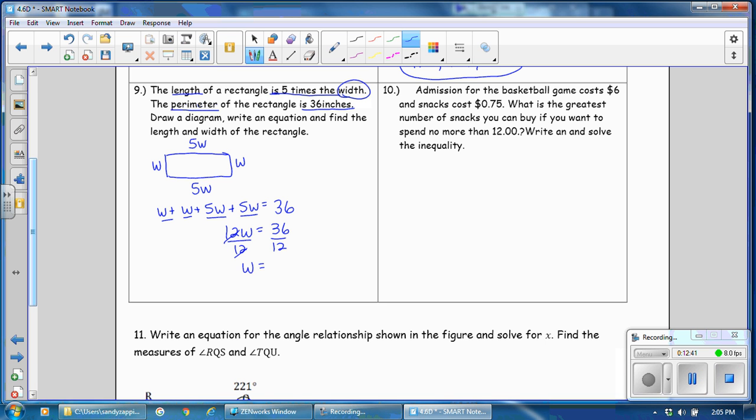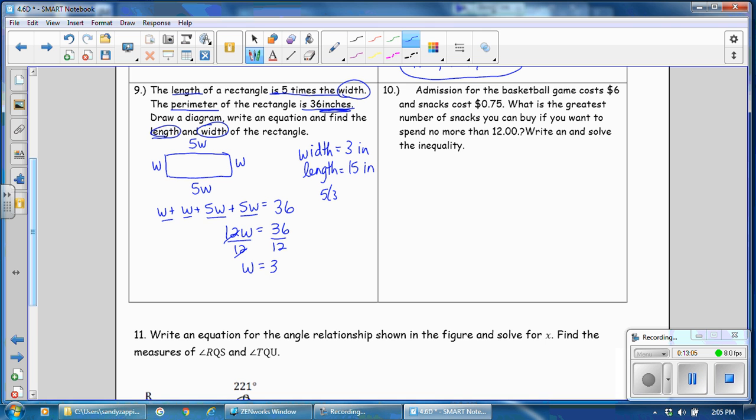W is equal to 3. So it says to find the length and the width. Width is equal to 3, and the unit of measure is inches. And then the length is 5 times that. So the length is 5 times 3, which is 15 inches.